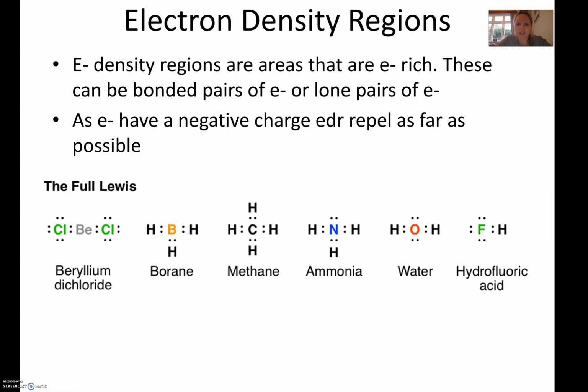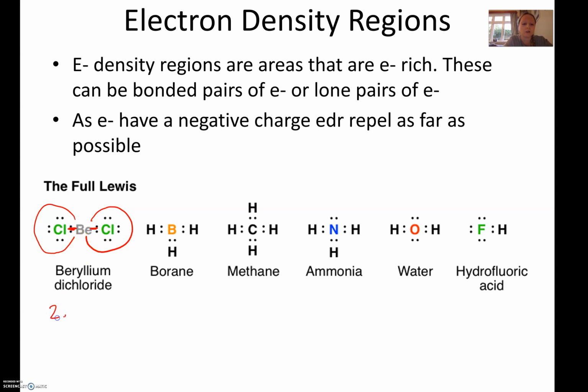And because electrons have a negative charge, these electron density regions repel each other as far as possible to gain stability. So an electron density region could be a bonded pair, but it could also be a non-bonded pair. And when we talk about electron density regions, we're always concerned with the electron density regions on the central atom. So if we look at this example here of beryllium dichloride, on the central atom there's 2 electron density regions, because there's this bonding pair between Be and Cl and this one here.